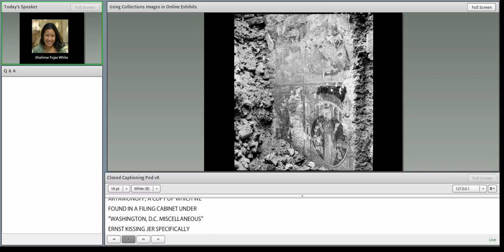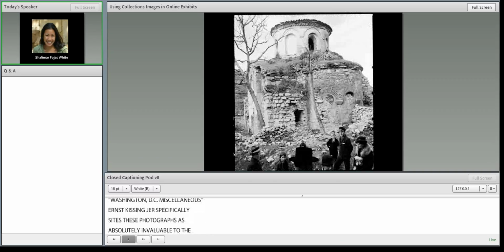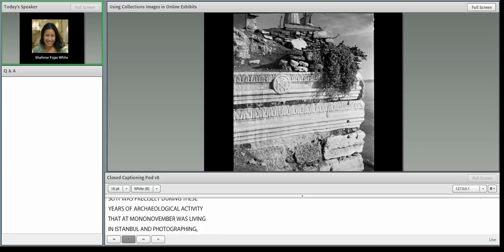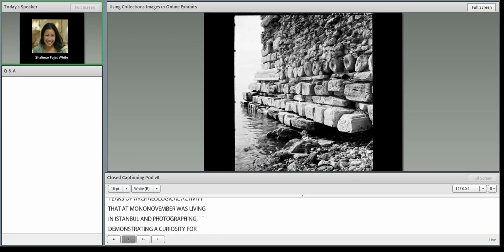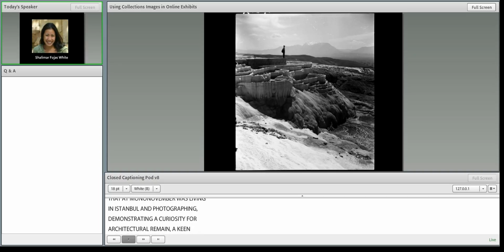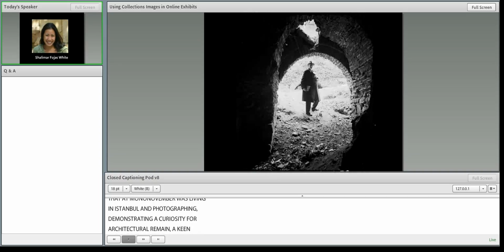So it was precisely during these years of archaeological activity that Artamonoff was living in Istanbul and actively photographing, demonstrating a curiosity for architectural remains, a keen eye for details, a sense of the dramatic, and a gift for composition. So truly a gifted amateur photographer.